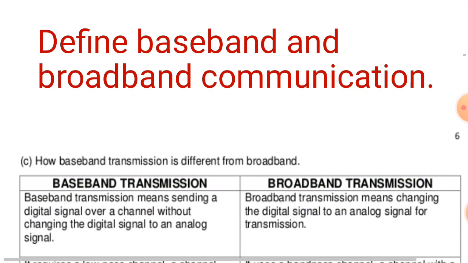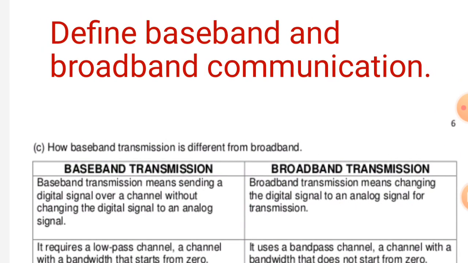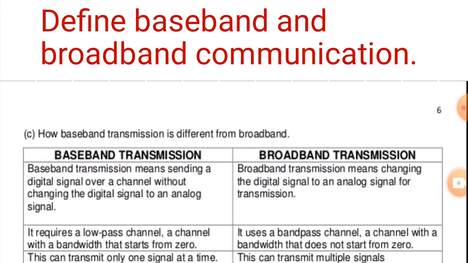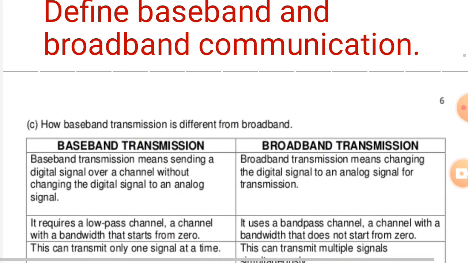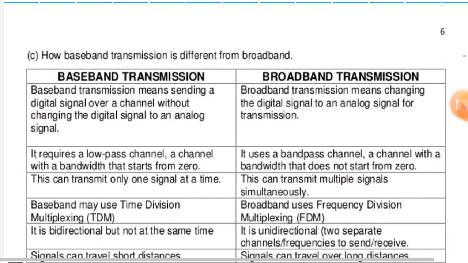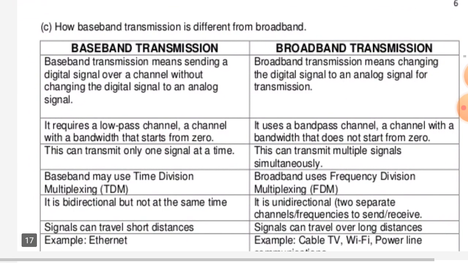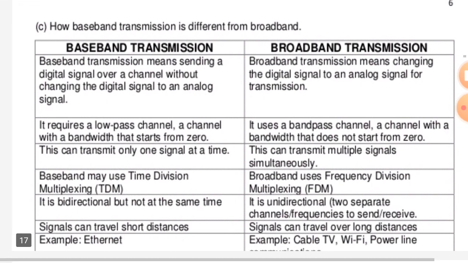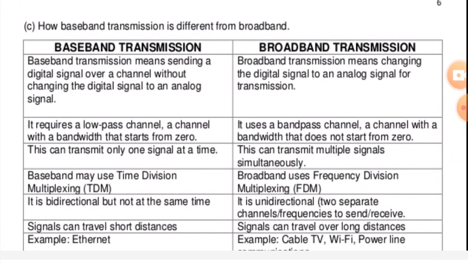Next question is, define baseband and broadband communication. Define baseband and broadband transmission. Baseband transmission means sending a digital signal over a channel without changing the digital signal to an analog signal.